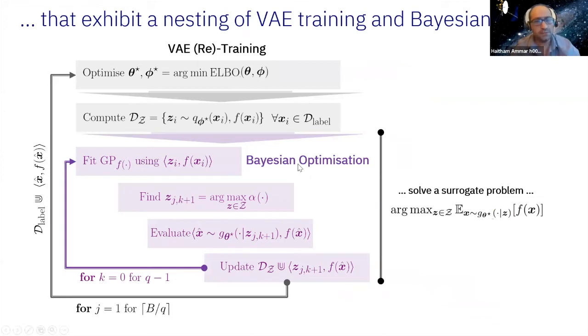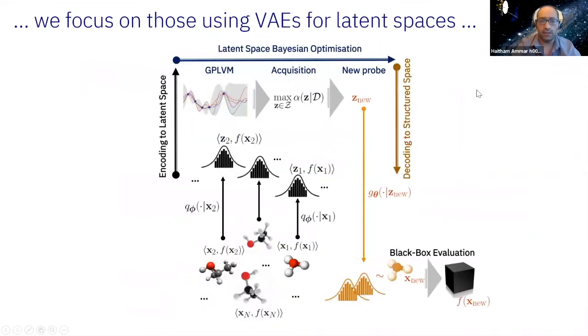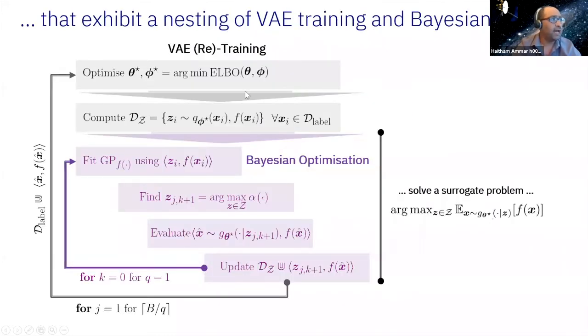So we have two loops. One loop is the Bayesian optimization loop. So this is the loop that you see horizontally here. And then there is the outer loop, which is updating our VAE. So we're going to update our VAE, do BO, gather data, update VAE, do BO, gather data, and repeat this process over and over again.